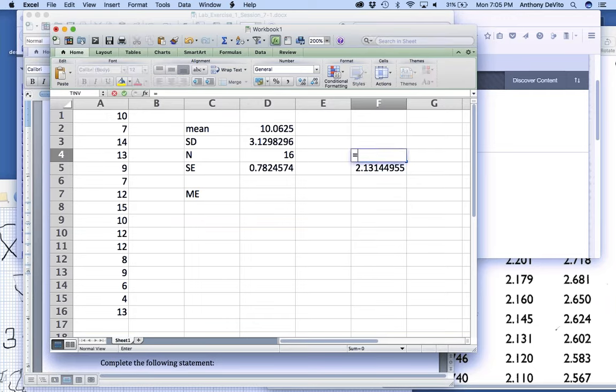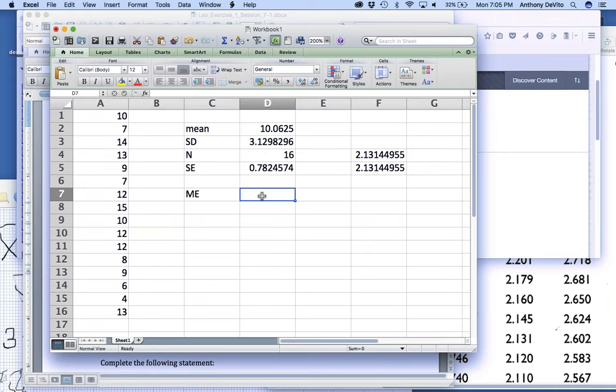Just to show you again, equals T inverse, parentheses. Okay, it wants the probability. Now this probability is a probability outside of that range, 0.05. For a 95% confidence interval, it's 0.05. For 99, it's 0.01, comma, degrees of freedom, which is 15. Okay, again, I get that same value.